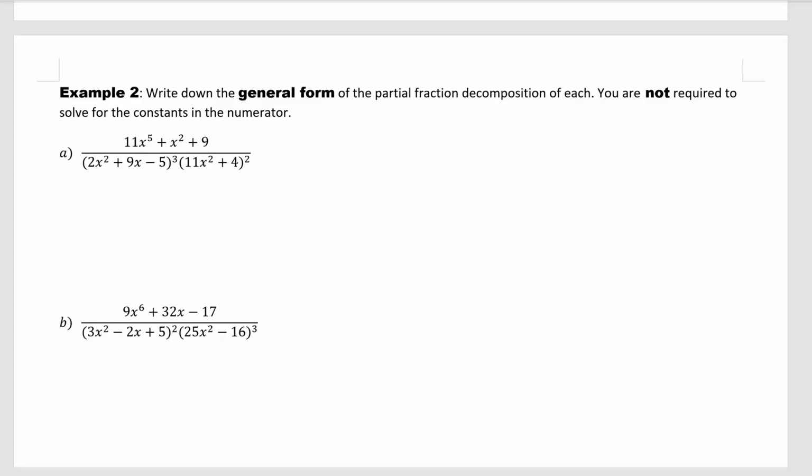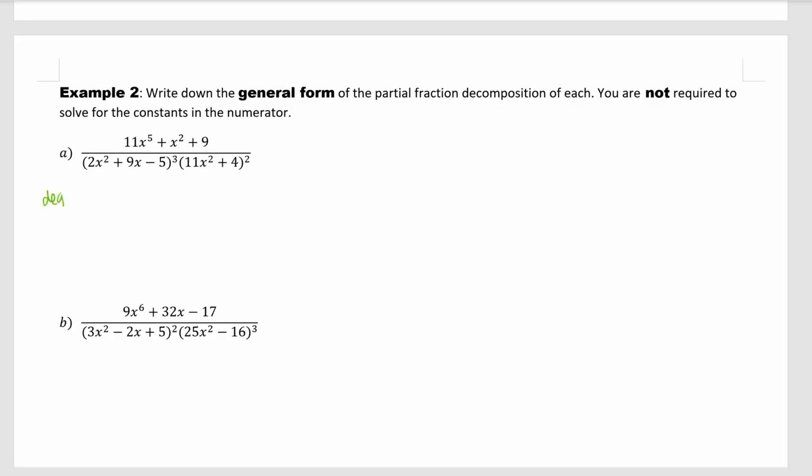we want to check whether this fraction is proper or not. Let's look at part A. What is the degree of the numerator? 5, right? How about the degree of the denominator? Well, you see, this is squared, but square and cubed, this is like 6. And this is square and square, so 2 times 2, 4. So the degree of the denominator is actually 10. Okay? So this guy is proper.